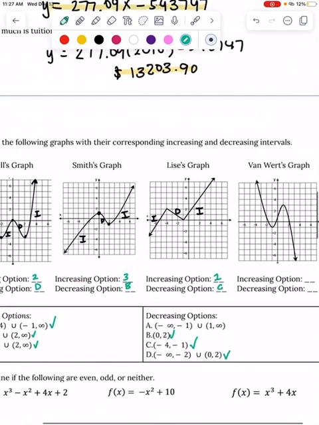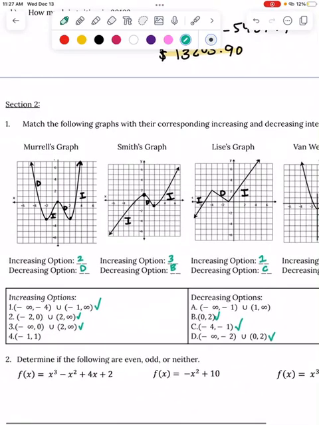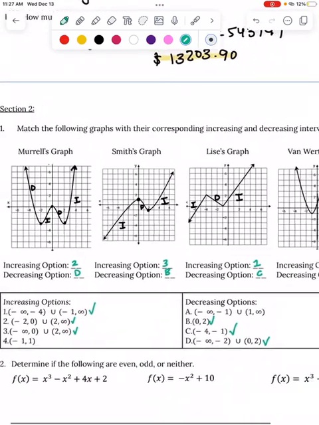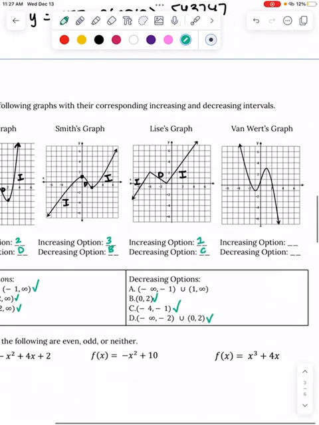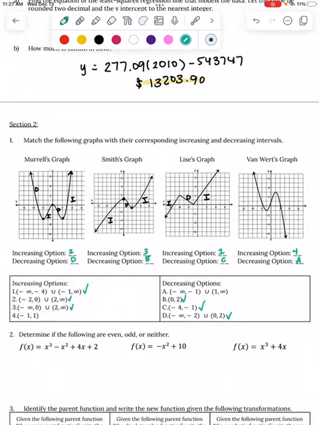And then I don't even have to do the next one because I should be able to tell. Increasing from -1 to 1, so that, yep, that is 4. And then decreasing, starts off decreasing to -1, and then again from 1 to infinity. Bada bing, bada boom. That's that first part.